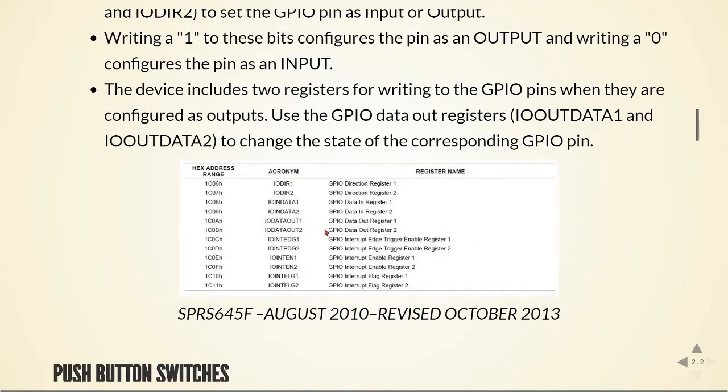So we have here all the registers that are related to the GPIO. They have their hexadecimal address range, and here we have the acronym for these registers.